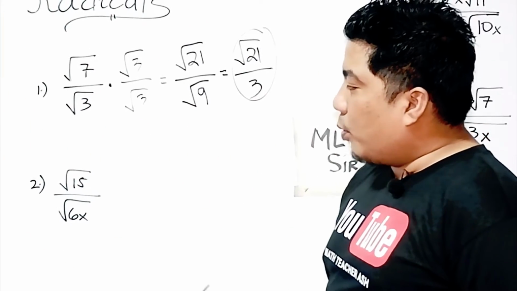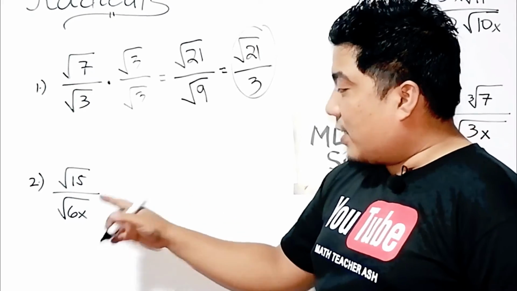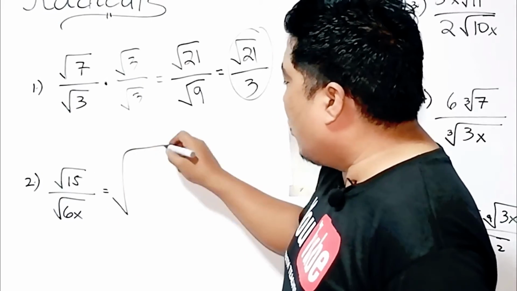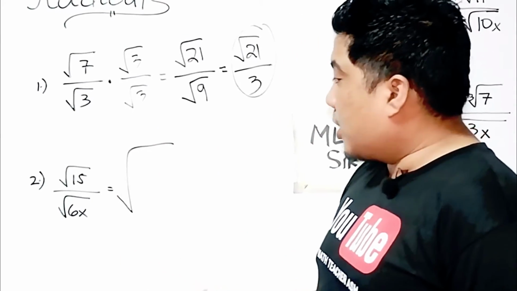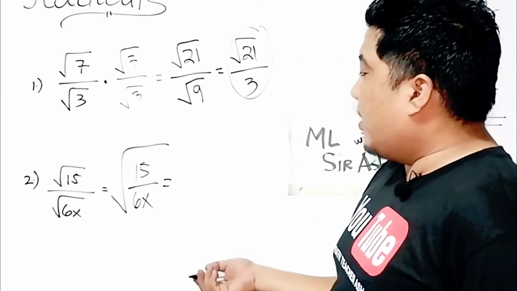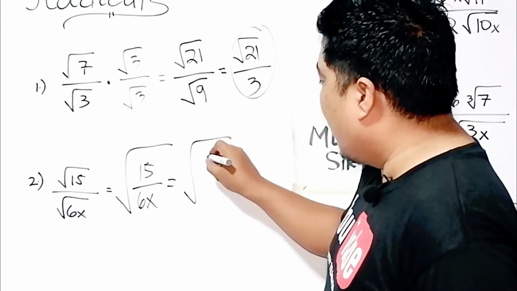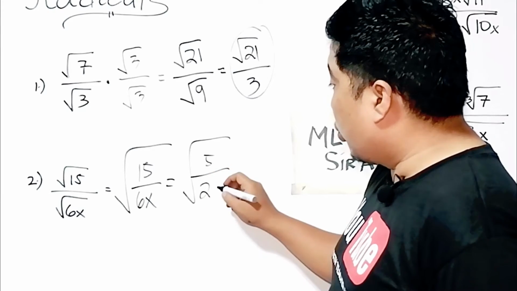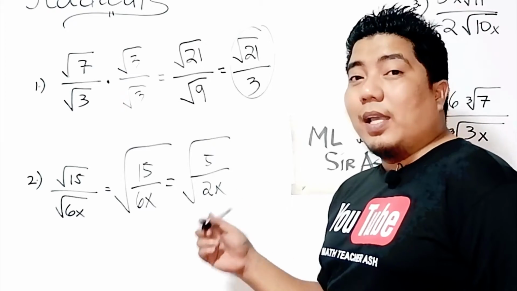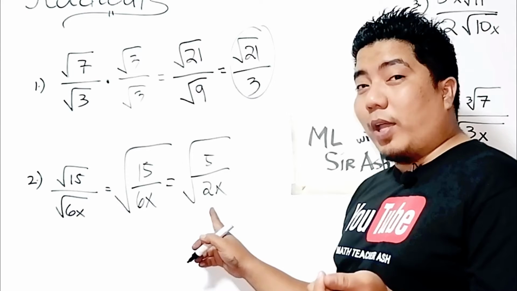For our second example, we have square root of 15 over square root of 6x. Now, 15 and 6 are both divisible by 3. So what we can do is combine them into one radical expression, and that will give us square root of 15 over 6x. If we simplify this, 15 over 6 in lowest terms gives us 5 over 2x. Now, square root of 5 and square root of 2x are both not perfect squares, but our denominator has a square root symbol.